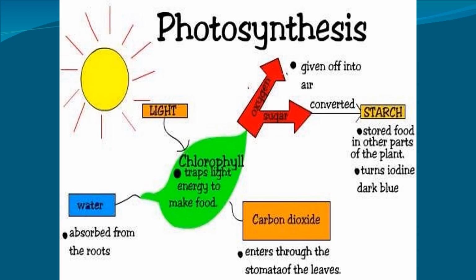And if the plant does not need this sugar, it gets converted into starch, which is stored food in other parts of the plant. And if you test it with the help of iodine solution, you will know that that portion will turn blue-black, which we will study in our upcoming experiment. Along with sugar, oxygen is also given off in the air.